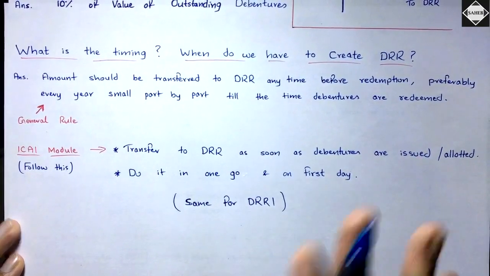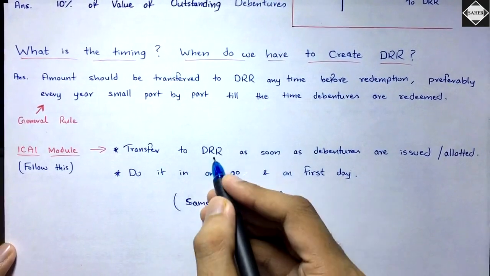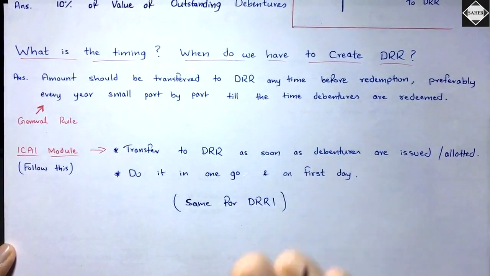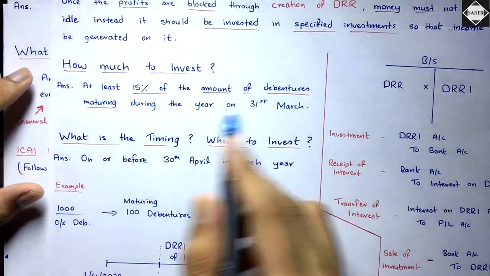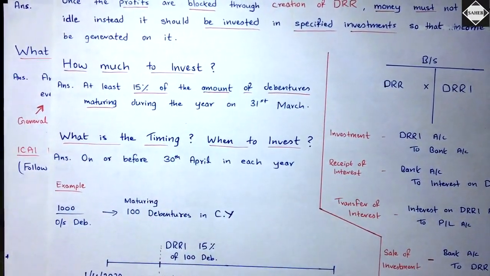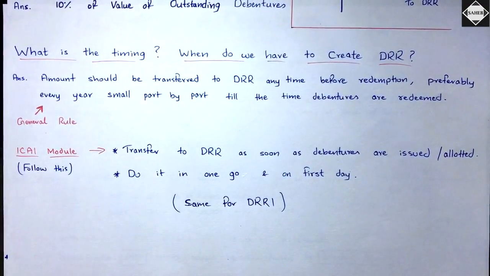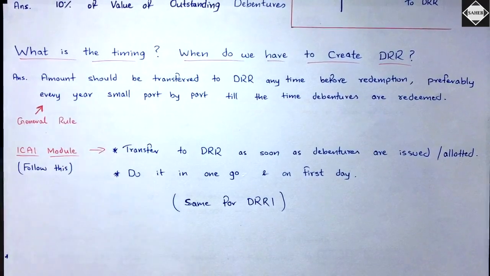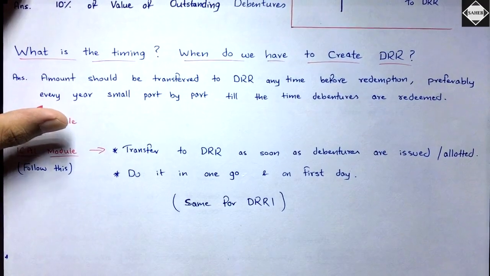In the last 4 questions we used this only. Create 10% of the value of the outstanding debentures, that was the DRR, and then 15% of the debentures maturing in the current year, that was the DRI. 15% of the amount of debentures maturing during the year on 31st March. This was the rule that we used to follow according to the ICI module. The general rule is something else, but we don't follow the general rule because the answers of every student can be different. That's why we used to follow the recommendation of ICI. So that same rule will apply, that same thing you have to apply over here also.